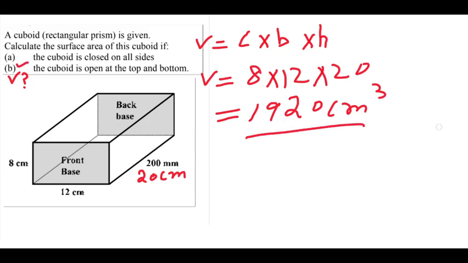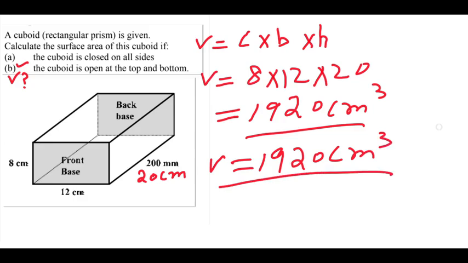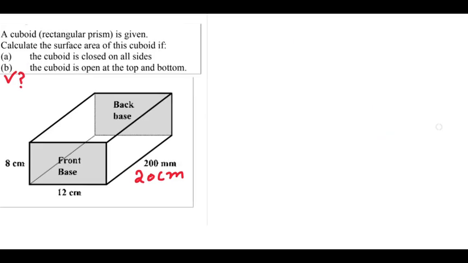Now part B, we also need to find the volume, but the cuboid is open at the top and bottom. Now you must remember, this condition, open top and bottom, affects the surface area, not the volume. So the volume will be exactly the same, 1920 centimeter cube, because volume is the outside of the shape, surface area is the inside the shape, you must remember.